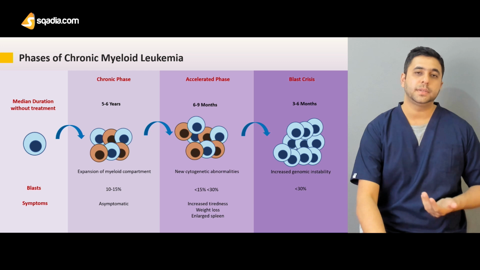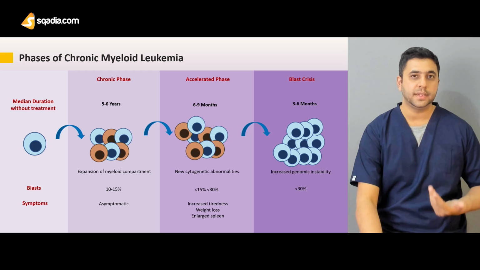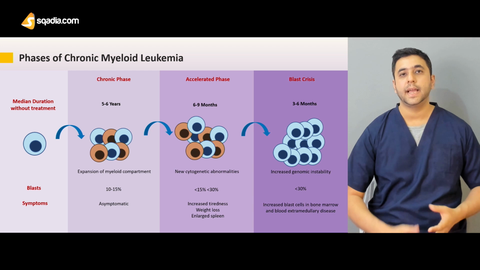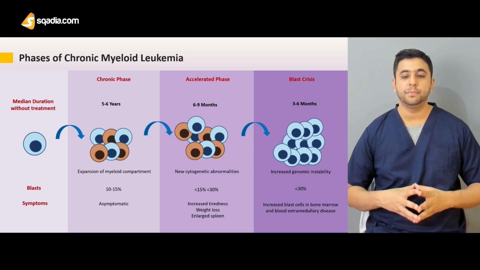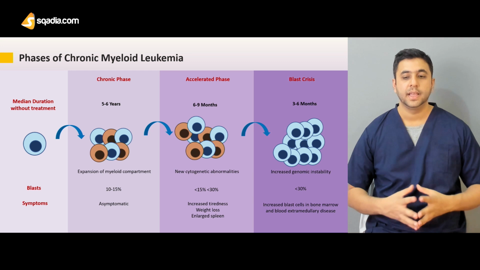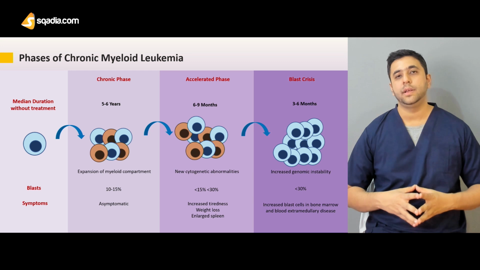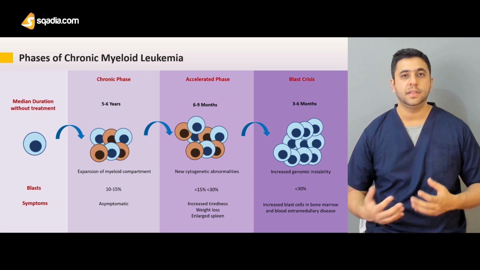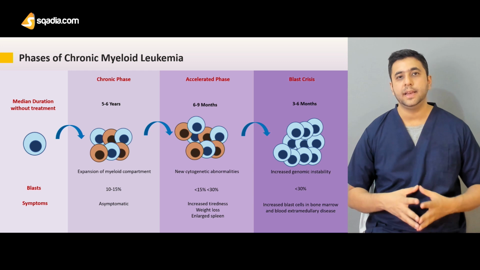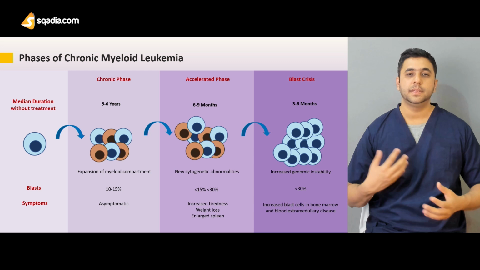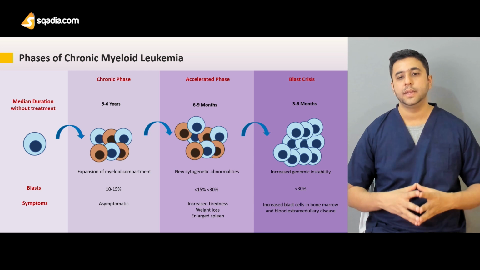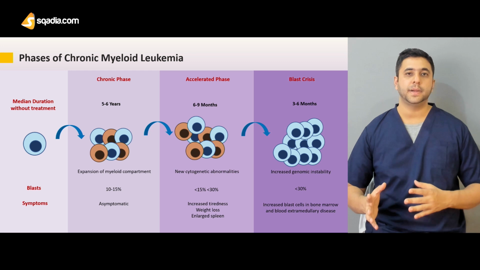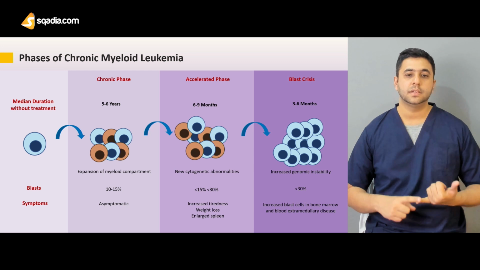And if the symptoms continue to go worse, if there is no treatment, then the patient can go into the blast crisis, in which there are increased blast cells in the bone marrow and in the blood. And also there is certain extramedullary disease. We can have generalized lymphadenopathy, we can have hepatomegaly, we can have metastatic disease going all over the body. It can go into the brain, it can go into various parts of the body. So this is the continuum spectrum of the disease: the chronic phase, then the accelerated phase, and then the blast crisis.